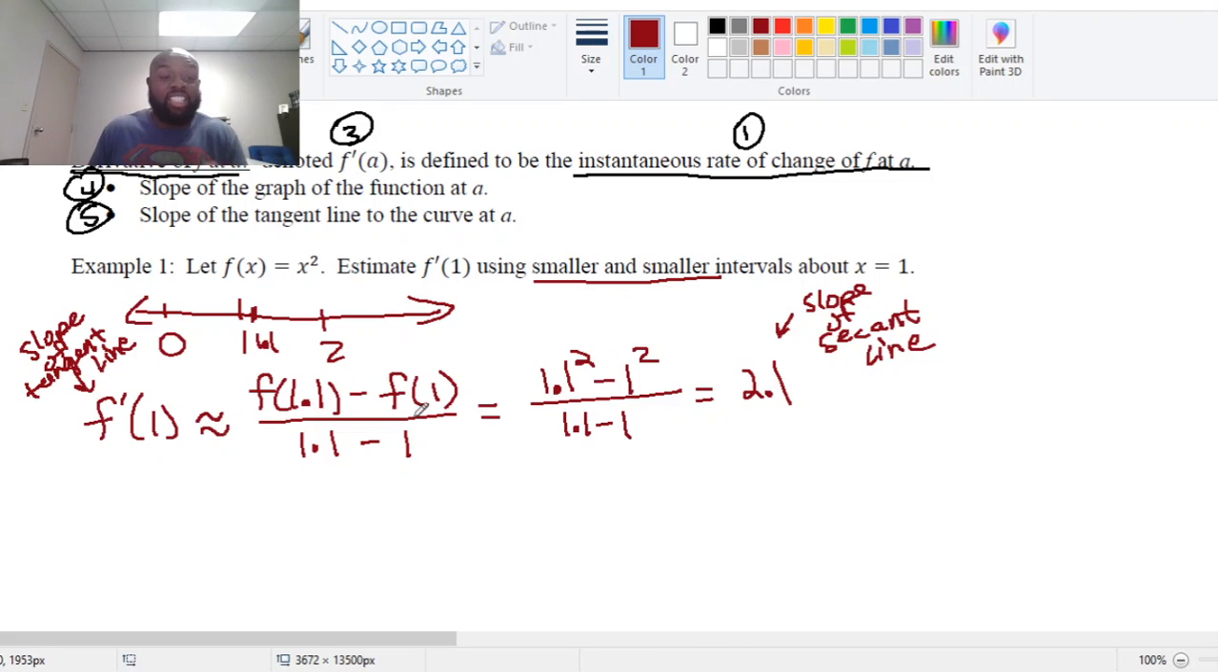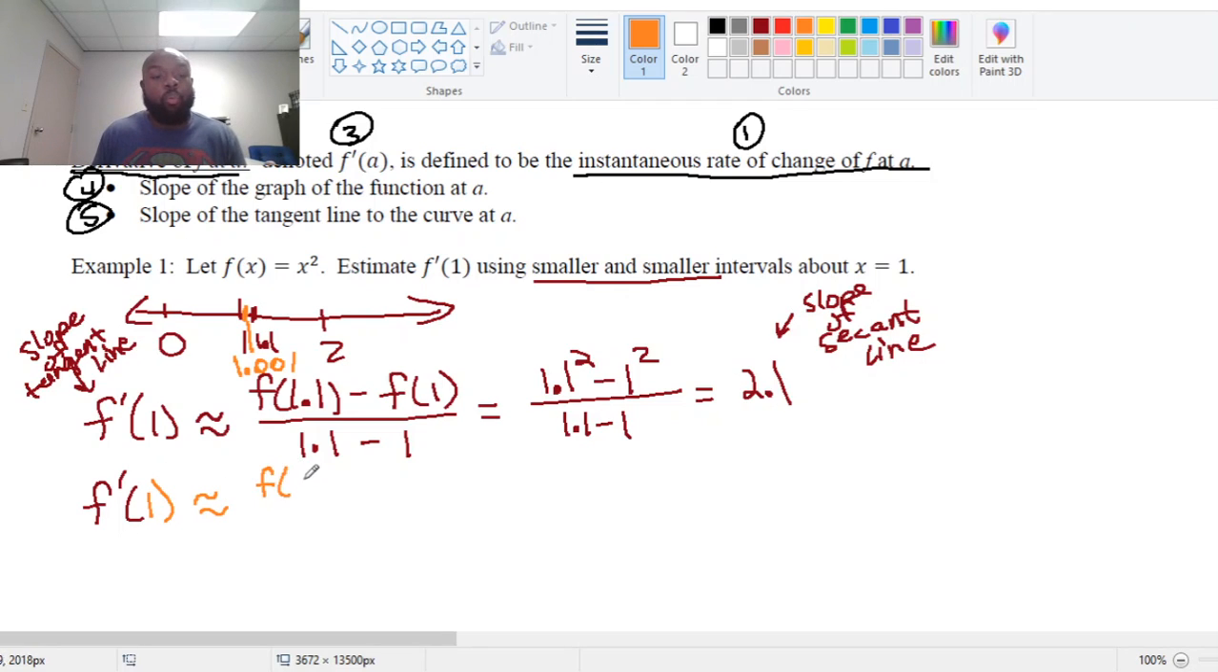Now, I want to get as close as possible to 1 so that I know that I get to my tangent line, because that's what we're approximating here, right? So I'm going to do an even smaller interval. I'm going to pick a value that's closer, I'm going to use 1.001. That's definitely closer to 1 than 1.1. And so that's going to give me an approximation of my derivative.